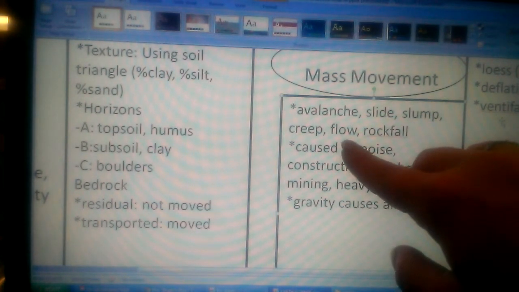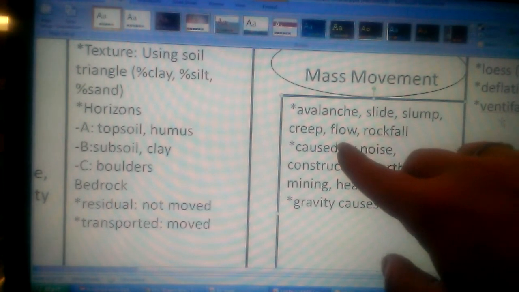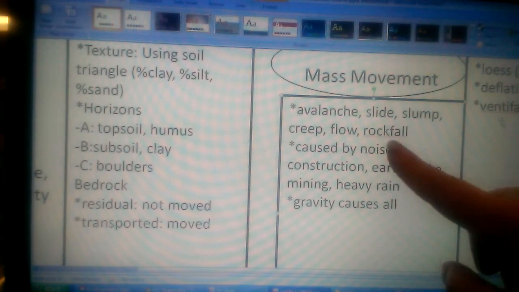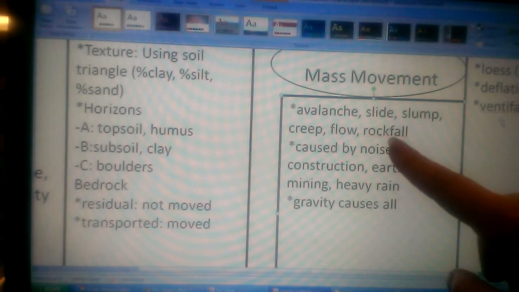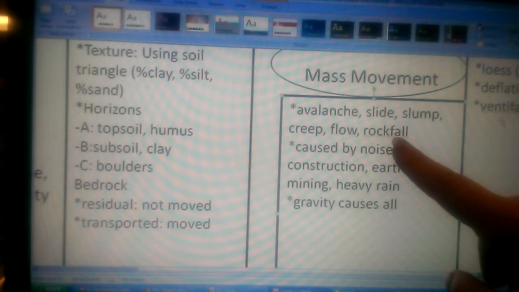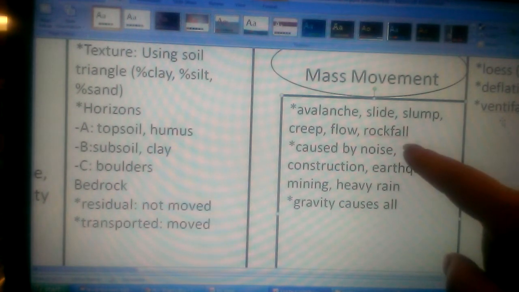Flow would be anything with water. Like a mud flow means you're mixing a lot of water with sediment, and it flows like a liquid. And then your last one, rockfall, that's usually caused by frost wedging. It's when it falls directly from a cliff and it falls directly down.